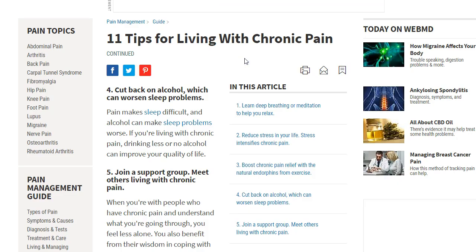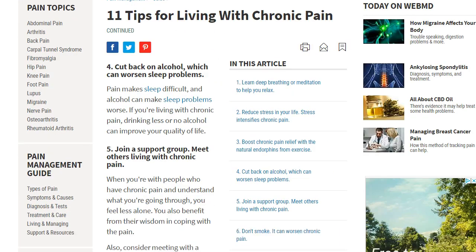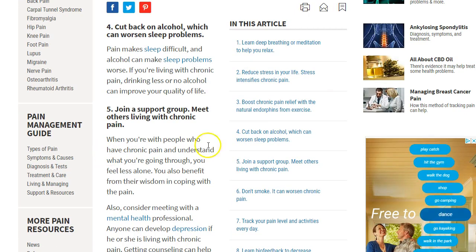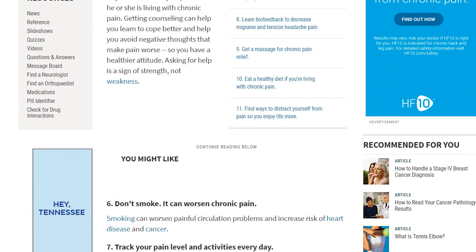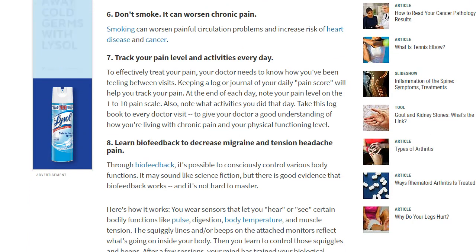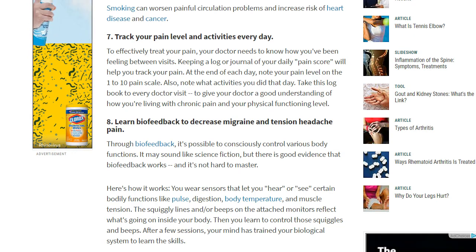Next page. Okay, I'm trying to think where 3 was at. Didn't get that. Well, number 4 is cut back on alcohol, which can worsen sleep problems. 5 is to join a support group. Meet others on how they deal. 6 is don't smoke. It can worsen chronic pain. 7 is to track your pain level and activities every day.